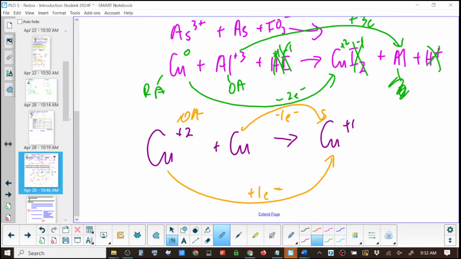Did it change? Oh, they're both. Wait, what? Well done. So both is the oxidizer and the reducing agent?